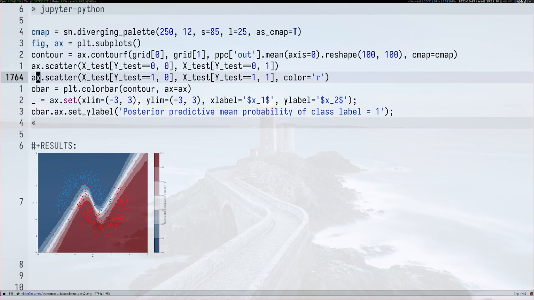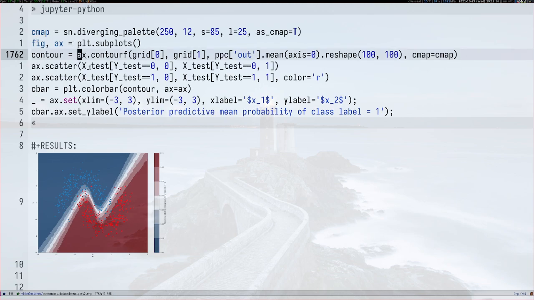So you can go to, again, use sns diverging palette with a question mark to see what it's about, or you can Google it and get more information about it. I'm not going to talk about this. When we do the contour plot, this is where it happens. Here we set the color map equal to the cmap that we've defined above.